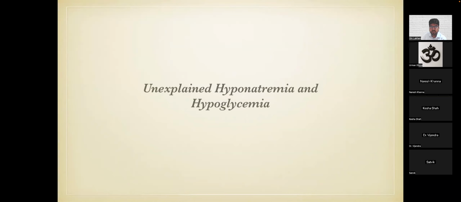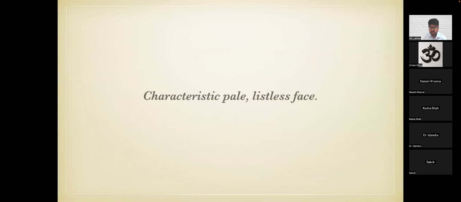Again, it's very important to understand that unexplained hyponatremia and hypoglycemia is where you should suspect Sheehan syndrome, as we had already discussed earlier. In fact, we had one more patient with Sheehan syndrome who presented with recurrent hypoglycemia. We had another patient with panhypopituitarism who presented with recurrent hypoglycemia. So a lot of these patients can often present with hypoglycemia. So that's something you should be careful about.